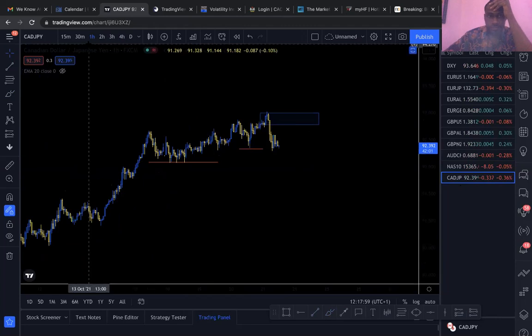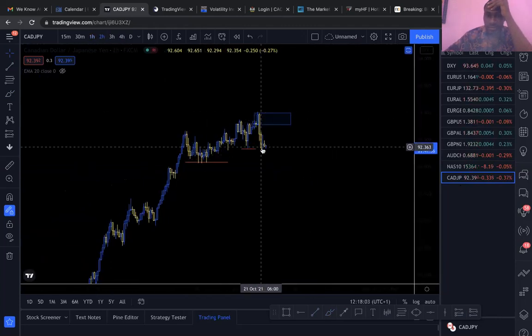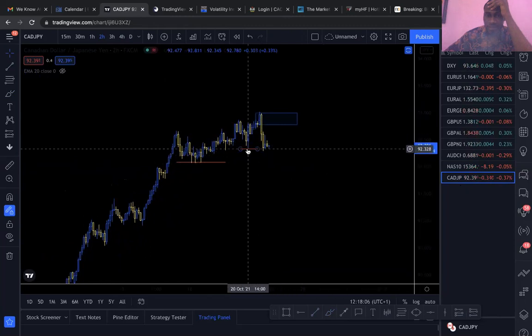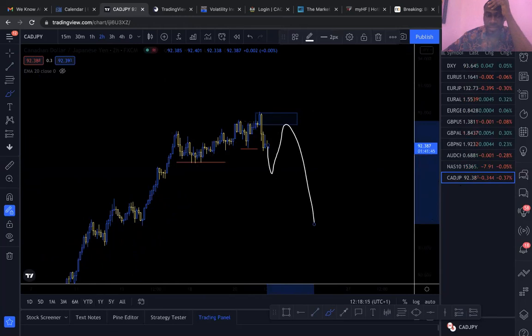So this is CAD and it seems like we want to start a reversal. Lovely bearish run to the downside, but then I would love to see us break structure first. So if we break this structure and then this structure, you know, more push to the downside, then I would love to see price come all the way back up and we start to sell off from there.